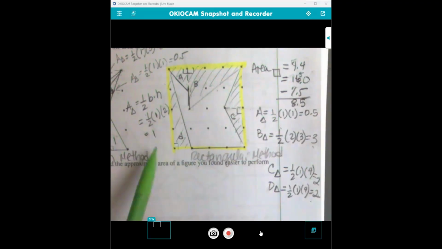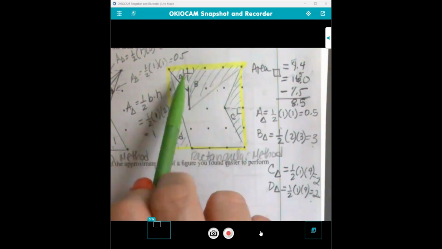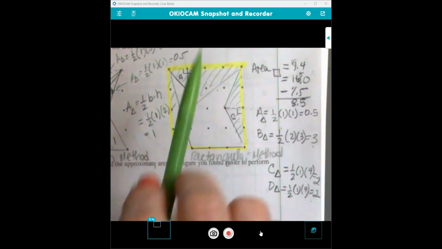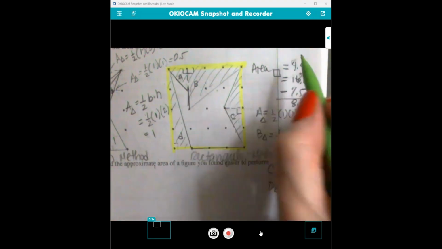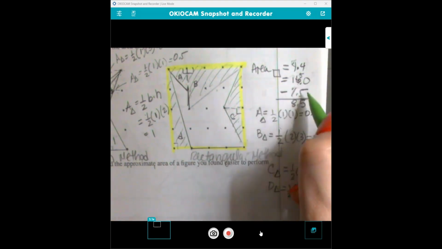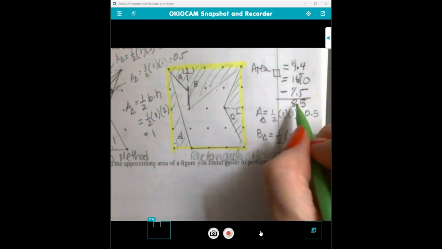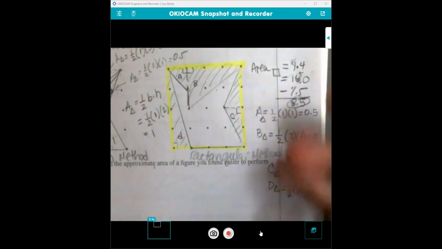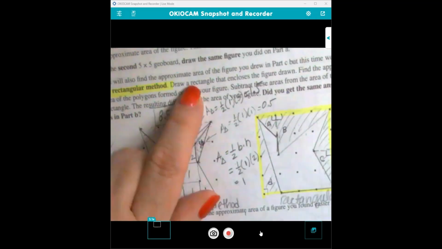Okay, I realized I made a typo. This is not a 5 by 5. This is a 4. See, 1, 2, 3, 4 by 1, 2, 3, 4. So I apologize about that. This is supposed to be a 4 by 4, which is 16. And then we're going to subtract the 7.5 from 16. And that's where you get your 8.5. So you see that now the 8.5 matches the 8.5 that we got here.